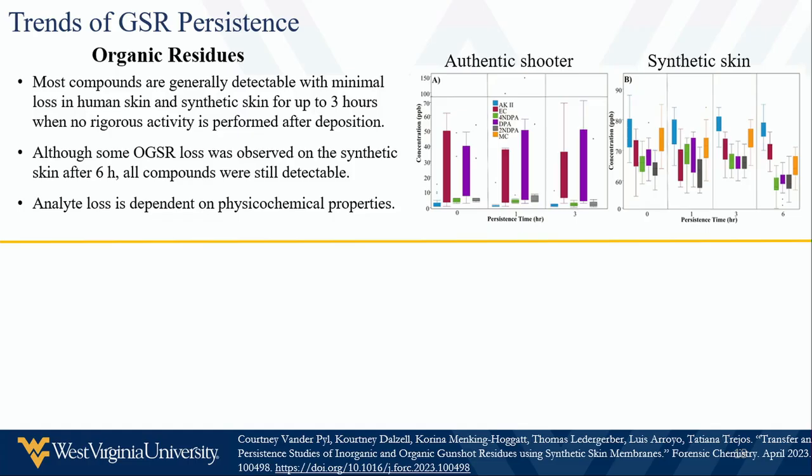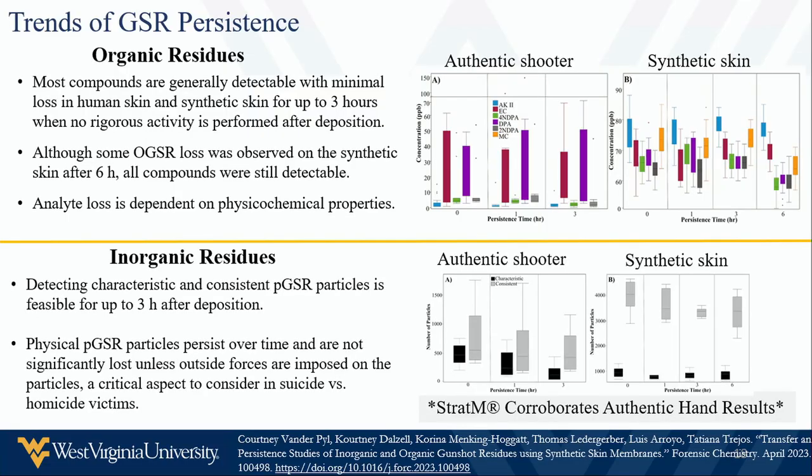In the case of the organic residues, most compounds are detectable with minimum losses from human skin and synthetic skin for up to 3 hours. This is especially true when there's no rigorous activity after the deposition. The second major conclusion that we have from here is that although some of the OGSRs are lost, you can observe that in the synthetic skin, after 6 hours, all compounds are still detectable. And the analyte loss, as we have learned from here, is also dependent on the physical chemical properties of the compounds.